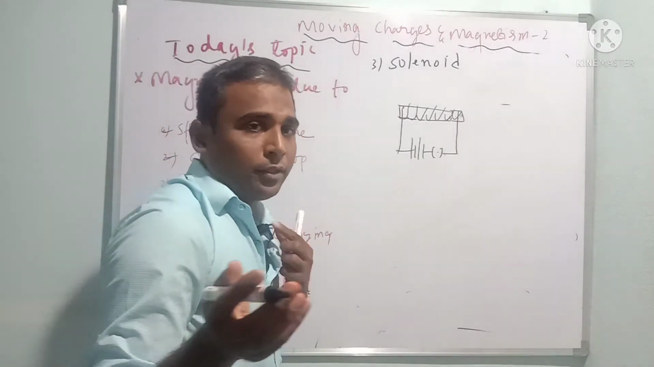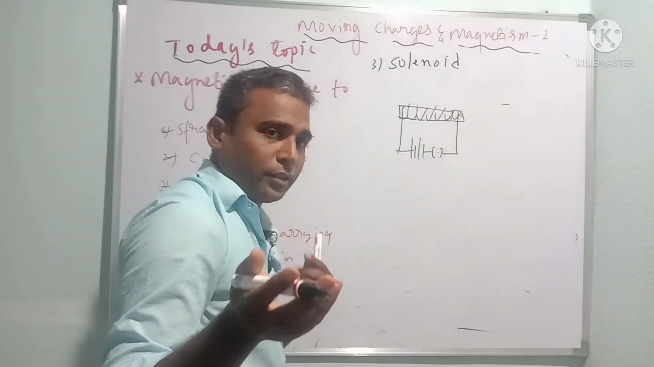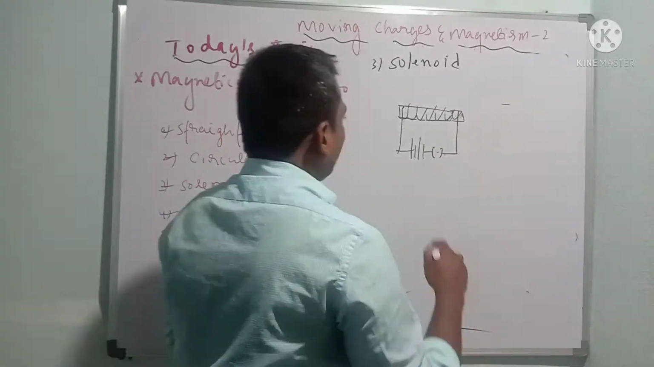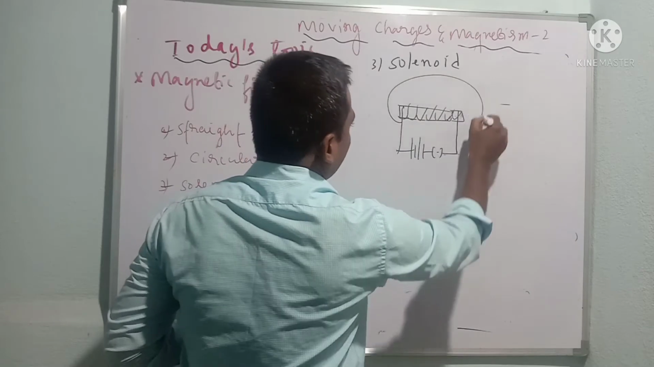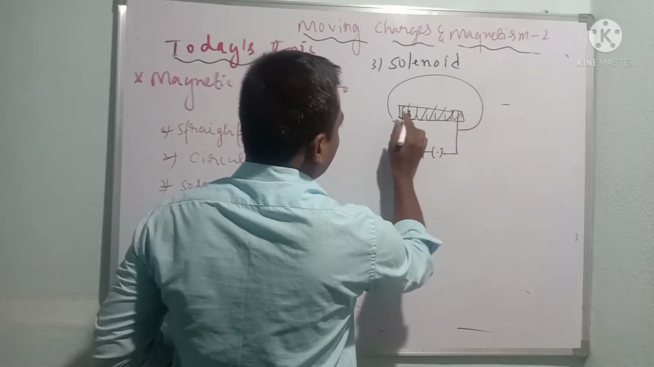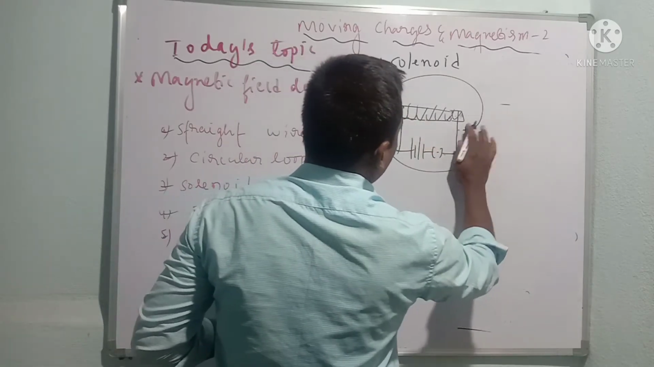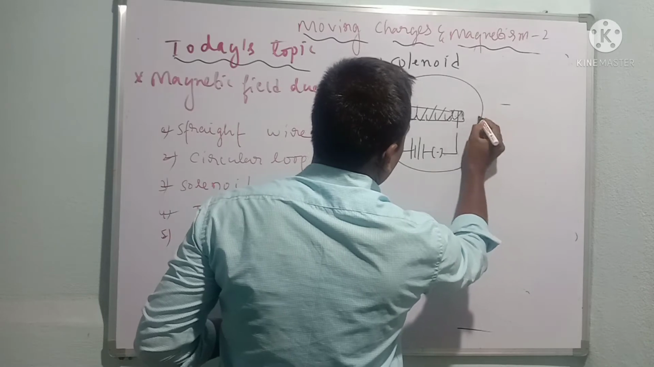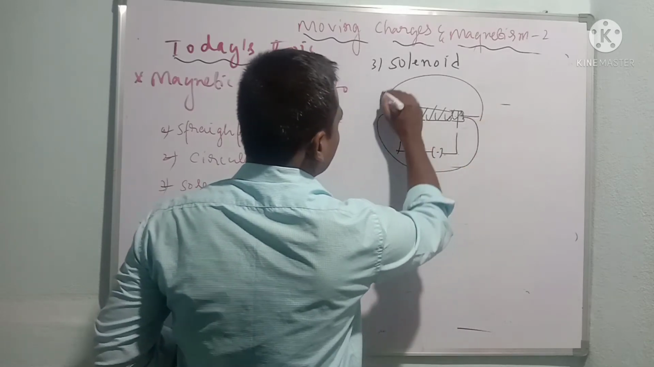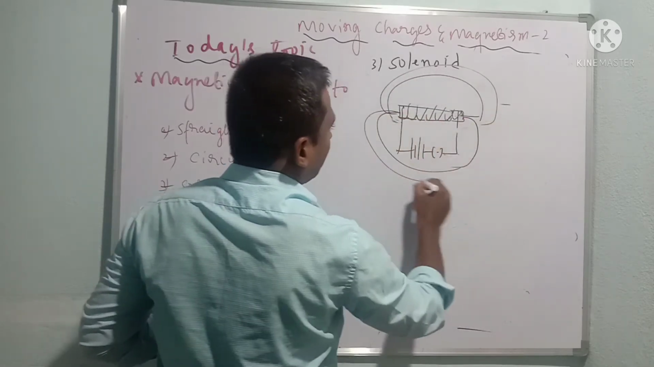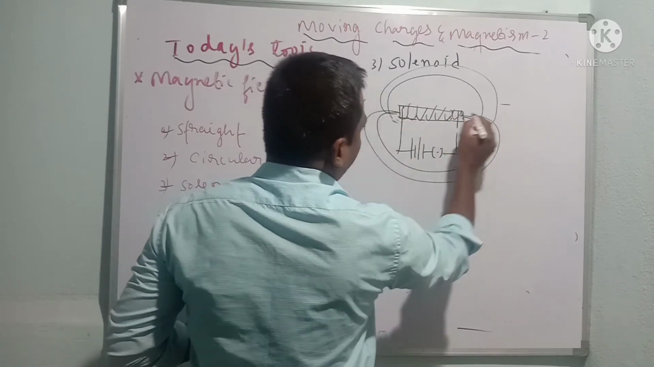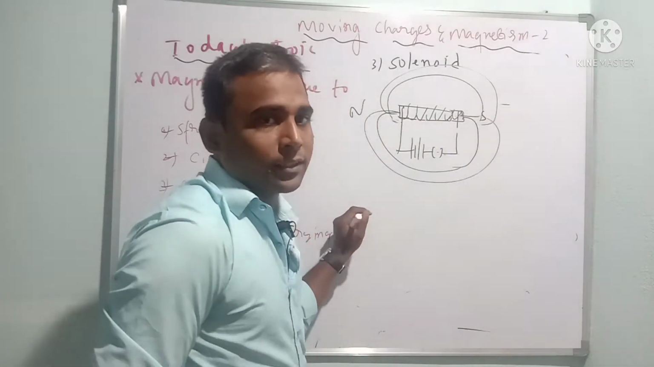Definitely it is going to produce more magnetic field. There is no doubt at all. Now it has produced a magnetic field around this. In this way it is going to produce magnetic field. Dear children, this is called an electromagnet.